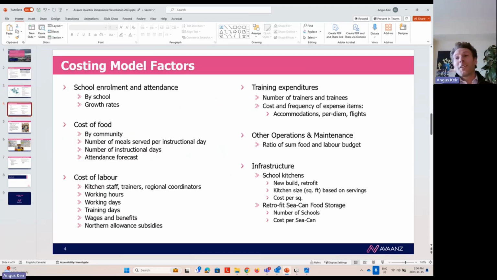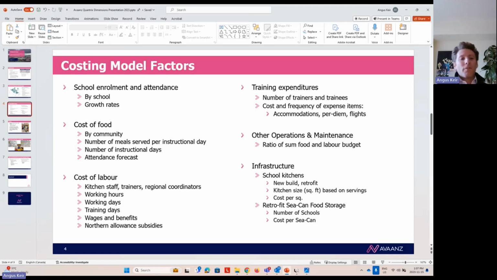And of course, Quantrix came into play. What's great about attacking these projects with Quantrix is that we're able to organize all the elements that we need to look at. For the cost of a school food program, we had to look at school enrollment and attendance, the cost of food, the cost of labor, training expenditures, other operations and maintenance, and infrastructure. So in our models, when we're thinking about projects, we have to consider, okay, for this project, what are the various factors we need to look at?